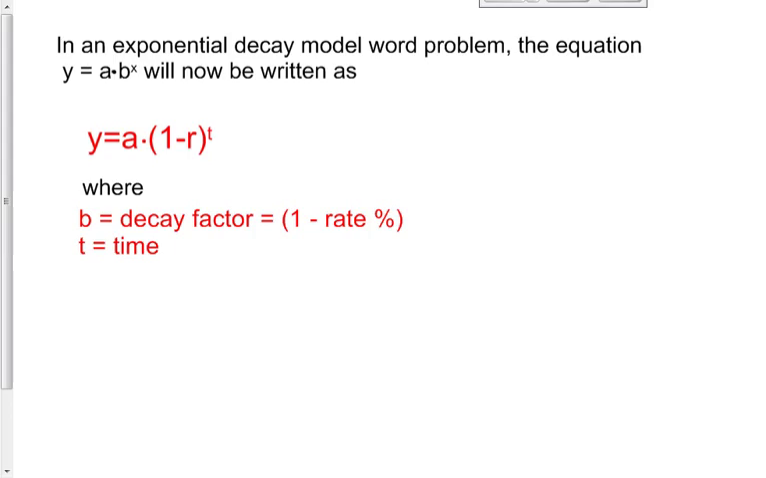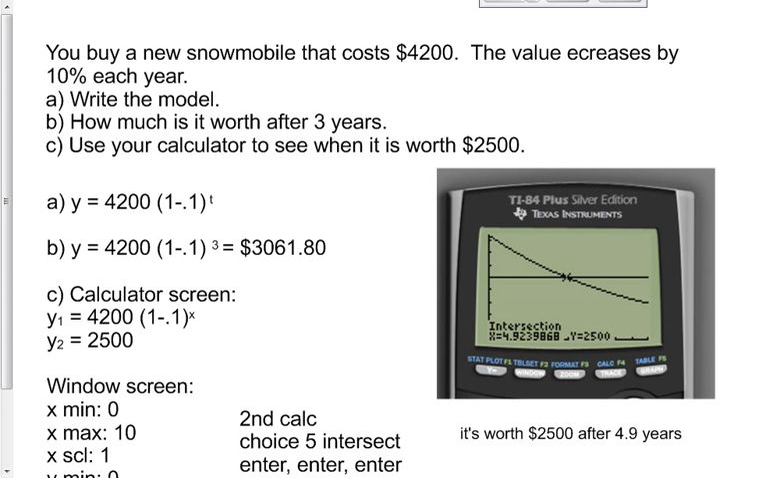The word problem for exponential decay is going to be the same as what we had for exponential growth. One difference is that we subtract the rate instead of add the rate. B, again, this is our B value, this stuff in the parentheses. It's called a decay factor, just like yesterday it was called a growth factor. 1 minus the rate. Make sure you change your rate 2 decimal places. T refers to time.